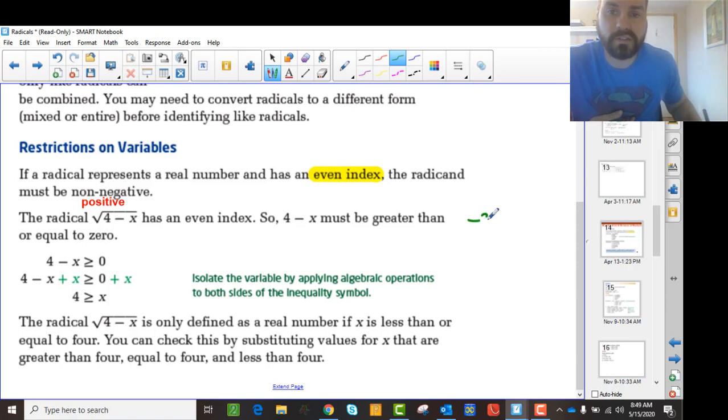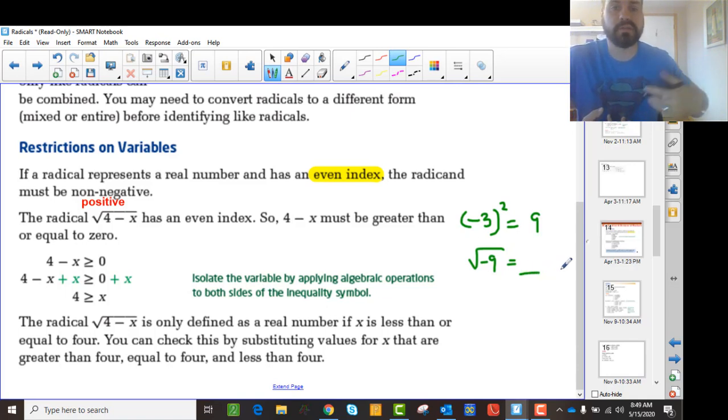So in other words, if I have minus 3 squared, that becomes 9. It doesn't become minus 9. So that means I can't take the square root of minus 9, because there is no square root of minus 9 in the real numbers. There is a complex number system, outside the real number system, that deals with negative square roots. But in the real numbers, you can't get a solution.